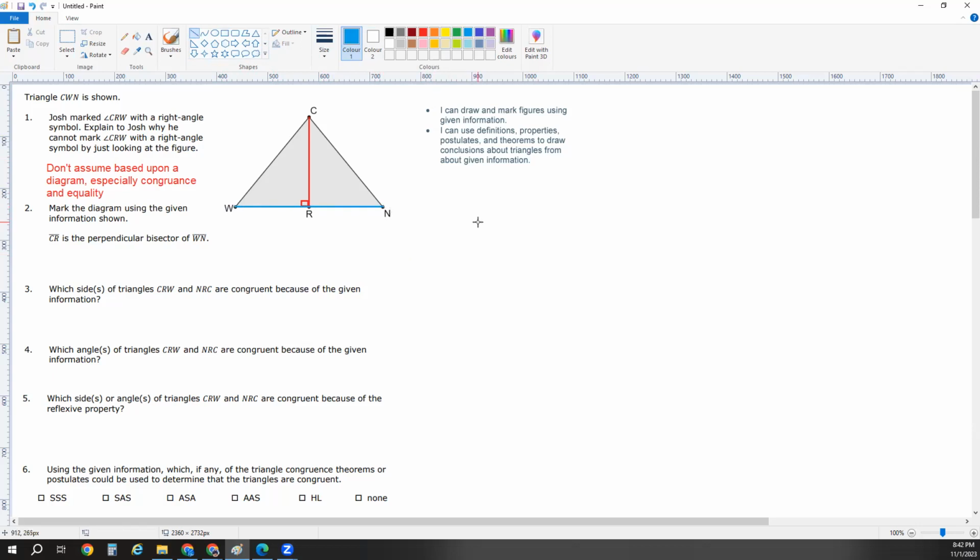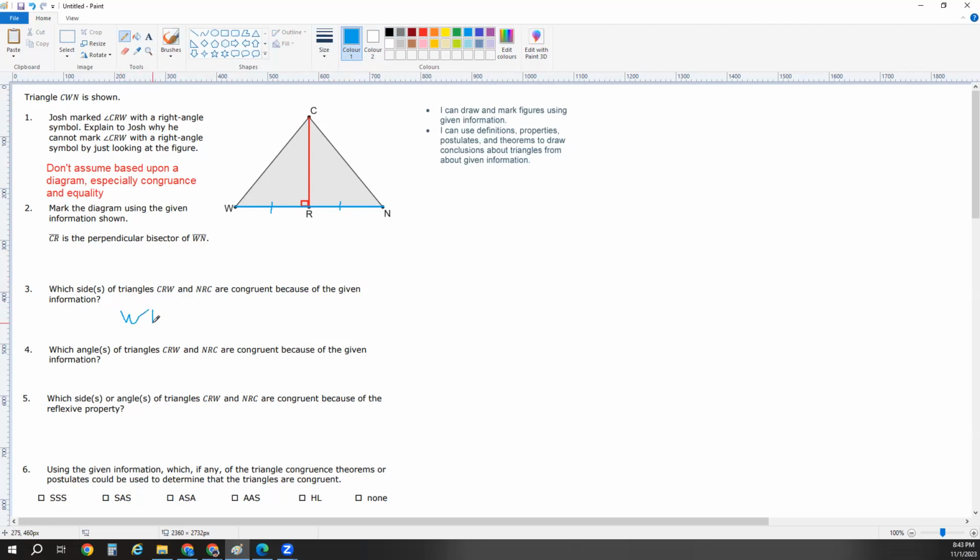Okay, so that statement told us a lot of things actually. It told us that CR is perpendicular to WN, and because it bisects it, it told us that WR is congruent to NR. Right, so that's what these little marks mean. So which sides of the triangles CRW and NRC are congruent because of this information right there.